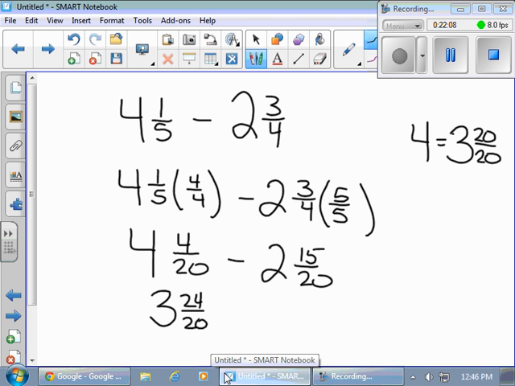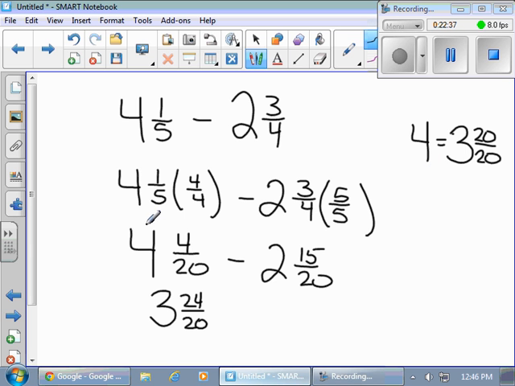Let me see what I did. Okay, I just took my 4 and put him to the side, and let's make him look like a fraction using my common denominator of 20. So we wrote that as 3 and 20 over 20, correct? Would that equal 4? Yes, because 20 over 20 is 1, and I already have 3, so 3 plus 1 is 4. So those two things are equal.